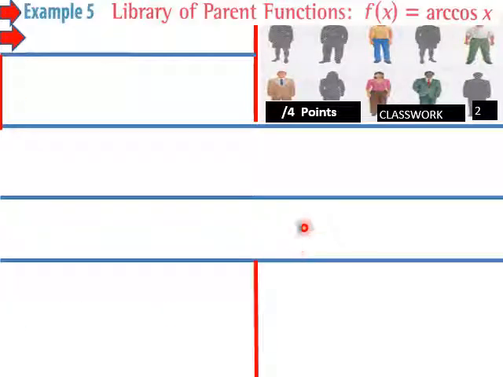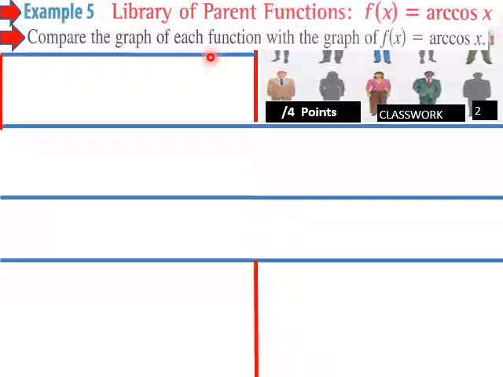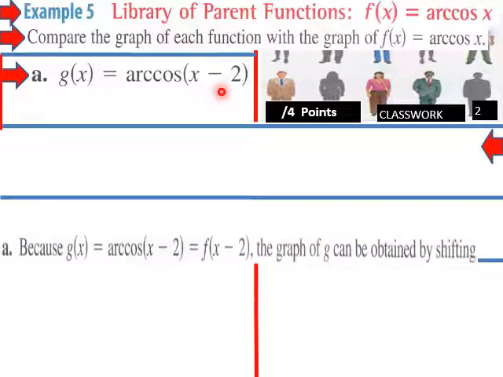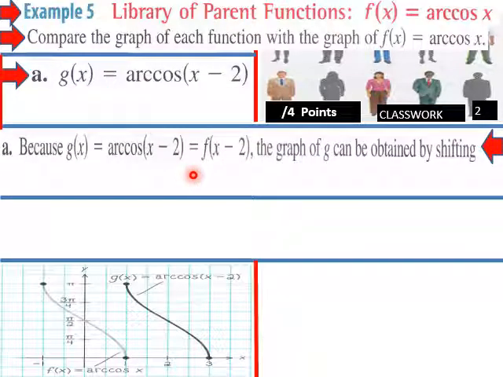Let's get into example 5. Compare a graph of each function with a graph of f of x equals arc cosine x. So g of x equals arc cosine of x minus 2. Because g of x equals arc cosine of x minus 2 equals f of x minus 2, the graph of g can be obtained by shifting.